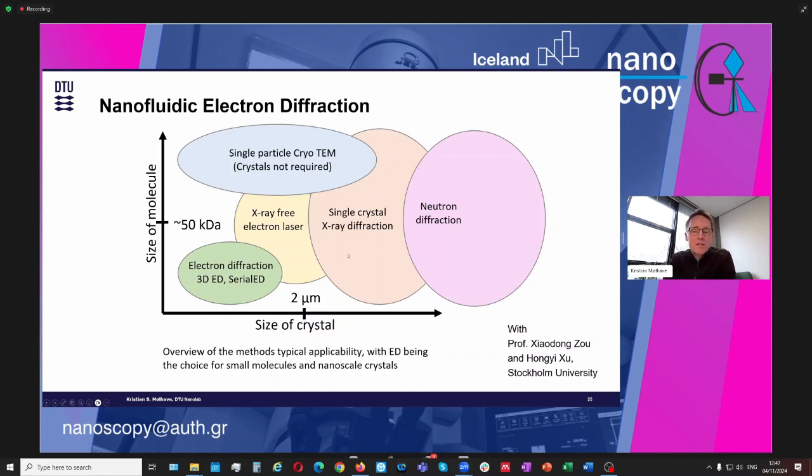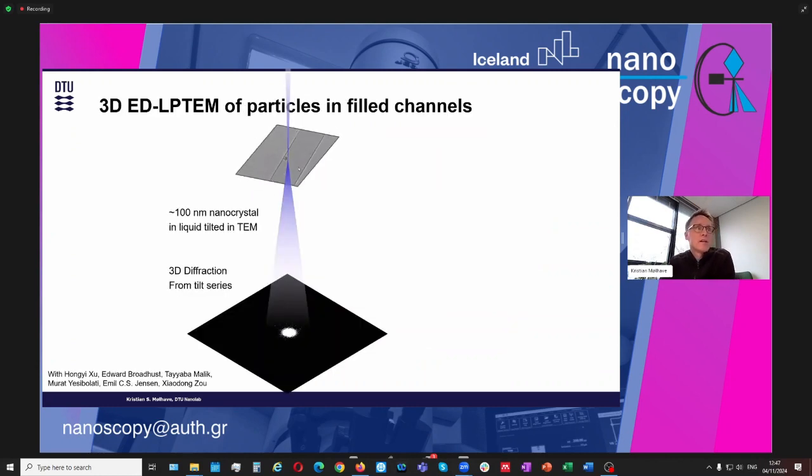And typically it's done in cryogenic TEM. But now we can take a nanochannel filled with a relevant liquid, be it blood or saliva or just water or electrolyte at a given temperature, and have our little nanocrystals in and flow it by. We can tilt them in the microscope and get a diffraction pattern while tilting. And from this, then we can start reconstructing 3-dimensional structures.